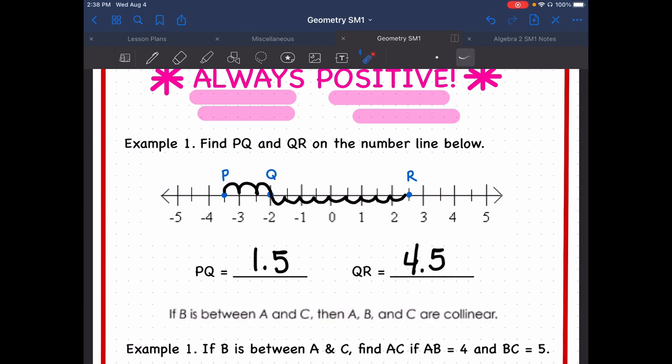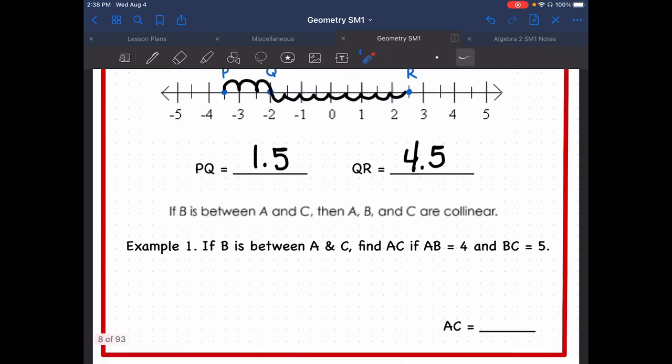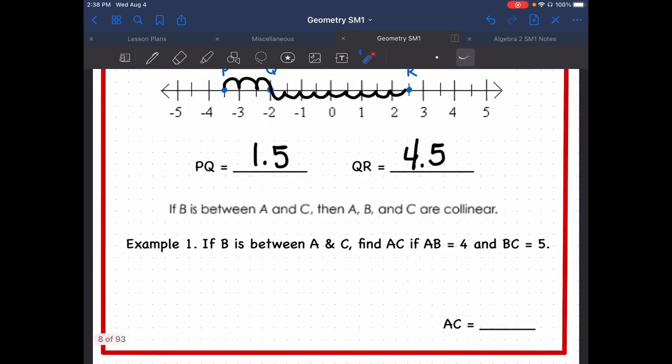I do not technically have to draw this for you, but for this first part of geometry, I'm going to go ahead and do so until we get familiar with what our pictures should look like. All right, so let's take this idea of distance and move it to a segment. If B is between A and C, we're going to find the distance from A to C if AB is 4 and BC is 5. Let's go ahead and draw that picture.